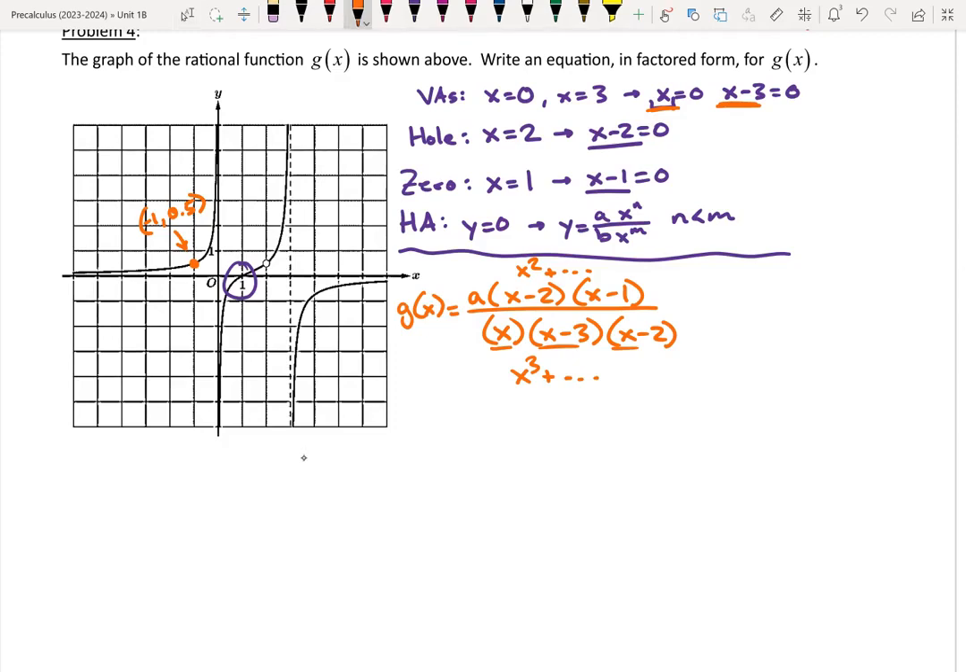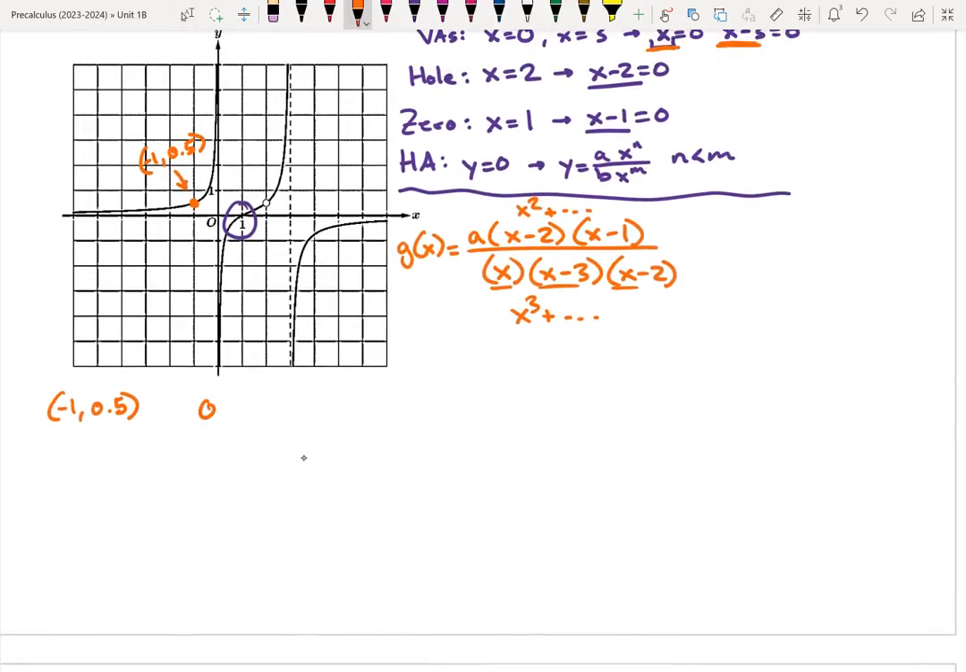All right, let's see. So using the point -1, 0.5, we will have 0.5 or 1/2. I actually might just make that 1/2, the fraction 1/2. And that'll be a, and then -1 minus 2, -1 minus 1, -1, -1 minus 3, and -1 minus 2. All right, so let's go ahead and see what we have.